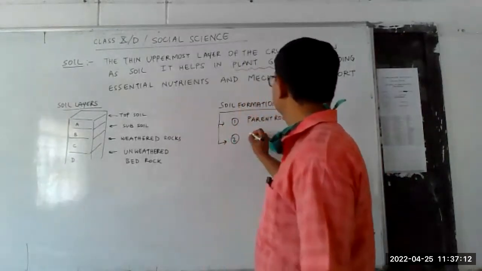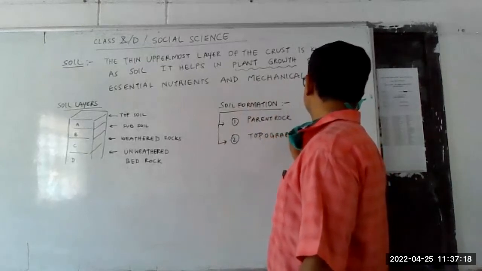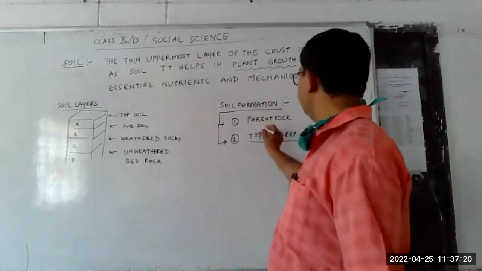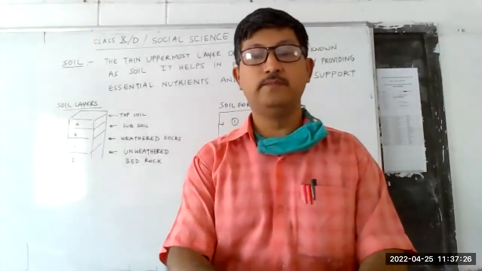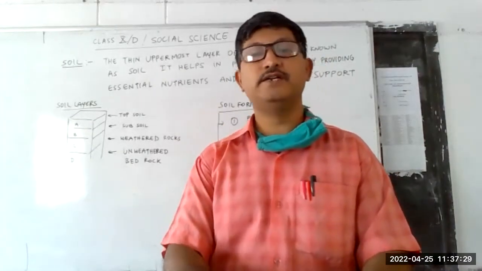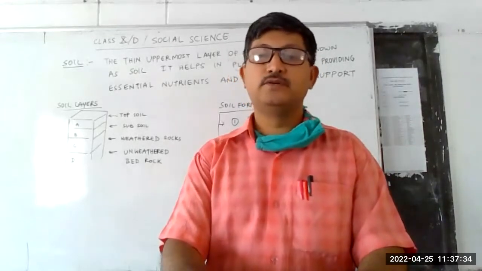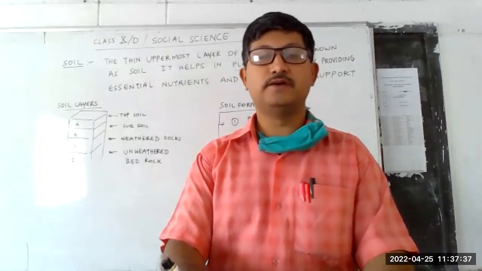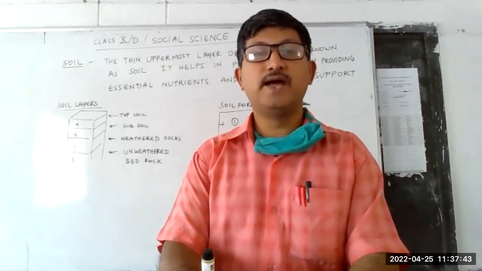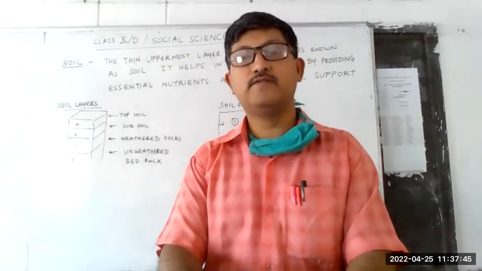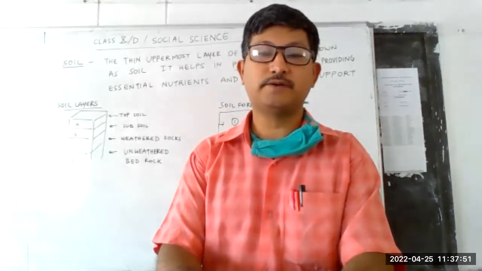Next factor is topography. Topography simply means the surface appearance. The earth's surface is not uniform. Somewhere it is like a mountain, somewhere it is a plateau, somewhere it is a plain land, or somewhere it is a low-lying valley. So according to the difference in the topography, the soil formation also gets affected. In the upland or in the mountainous areas, the soil formation is slow, and the thickness of the soil is also very less on the mountain top.